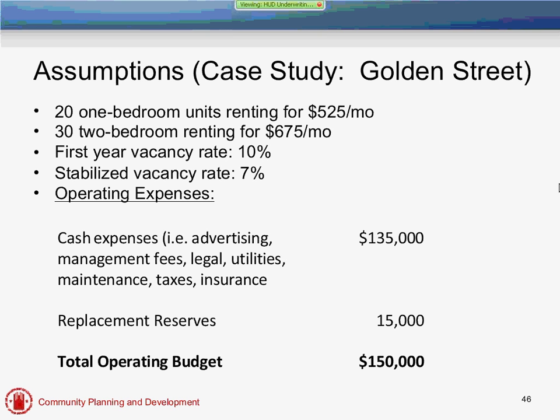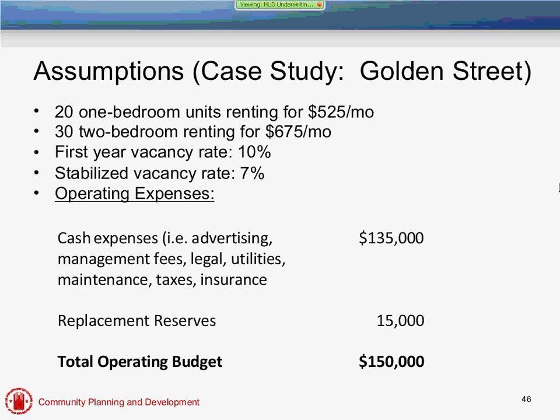So I'm going to keep it on this page while you guys do that calculation, because we have to get to our stabilized NOI before we can do the second step, which is to determine the debt that can be attracted. So I'll give you guys a minute to do that, and we can talk through it.